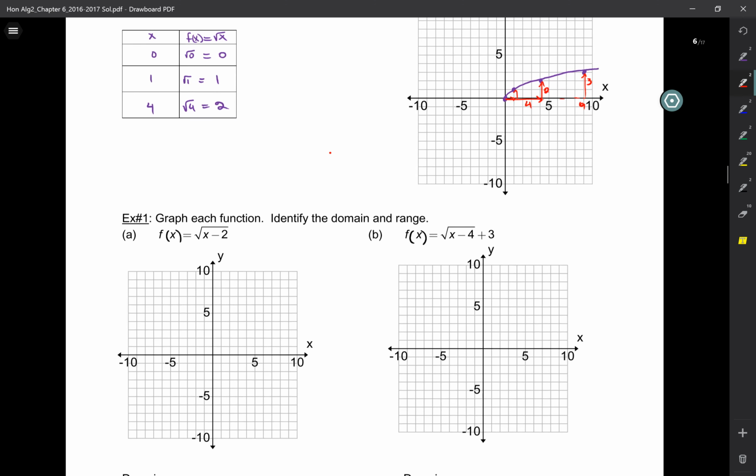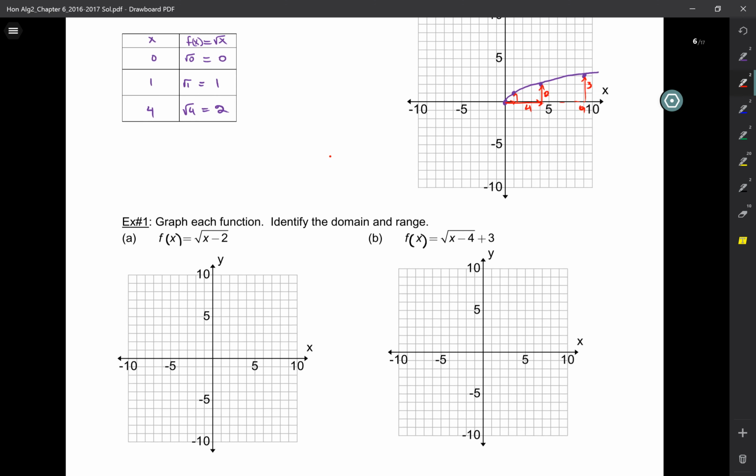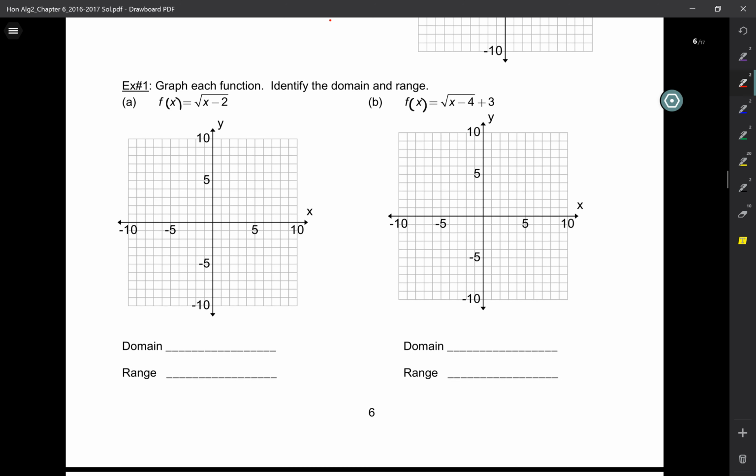Okay, so you see how, like with the parabola, we would go over 1 and then go up the square of 1. We would go over 2 and go up the square of 2, 4. Now we're going up the square root, so much, much slower. Right, the inverse.